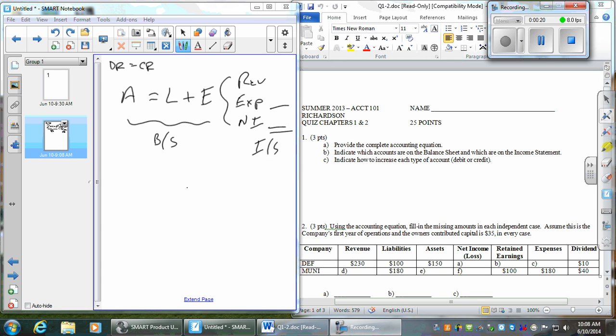Okay, anyway. So we've done part of this problem, you guys. Provide the complete accounting equation. We got it, right? I indicate which accounts are the balance sheet, which are on the income statement. We got it. Perfect so far. Okay, indicate how to increase or decrease each account, debit or credit. And again, what does debit mean? Left. What does credit mean? Right.